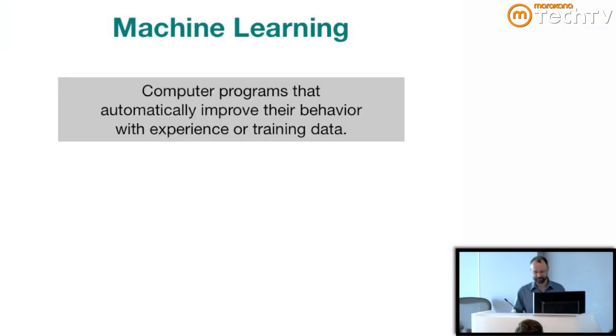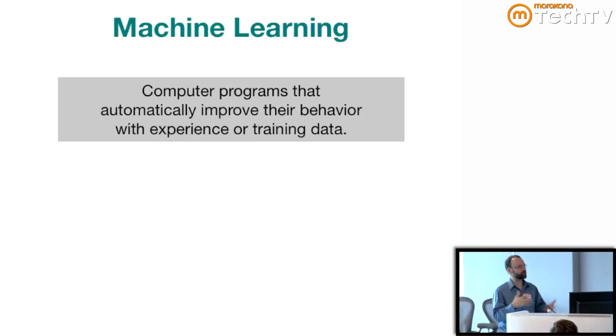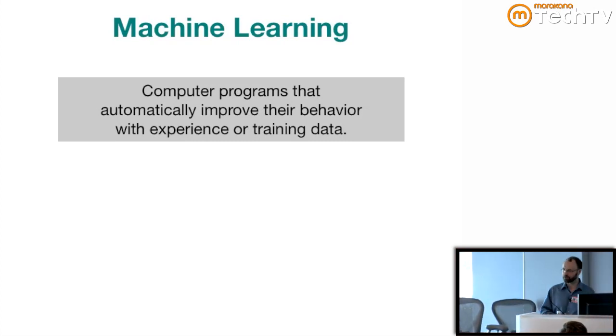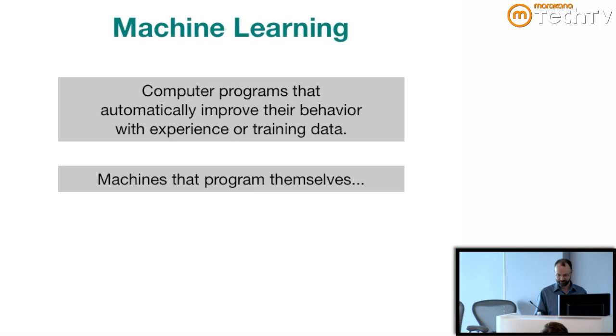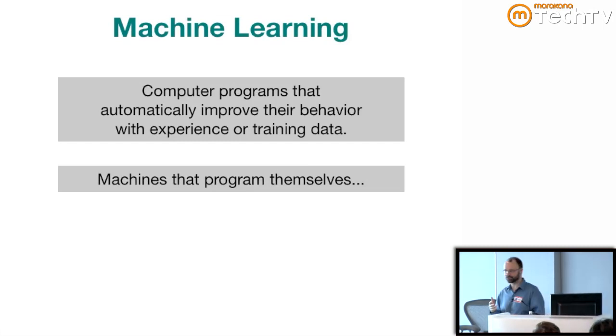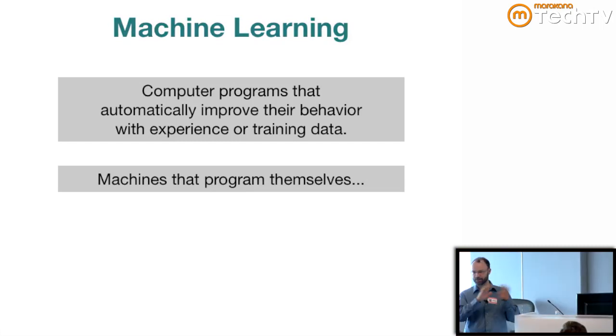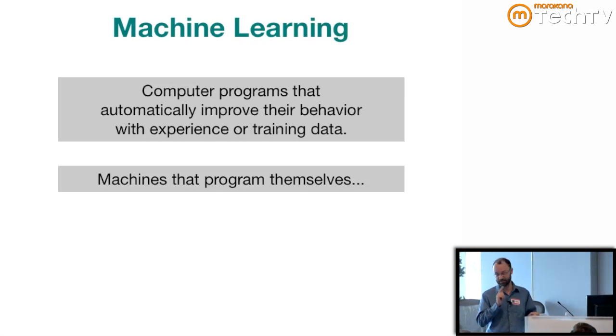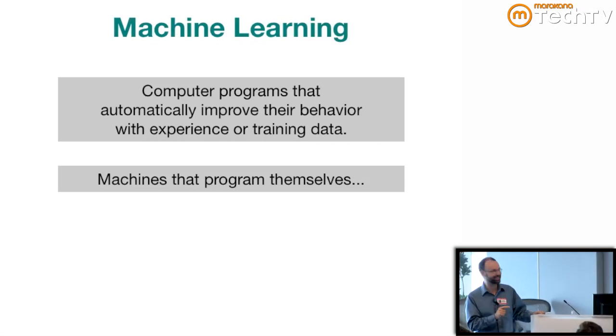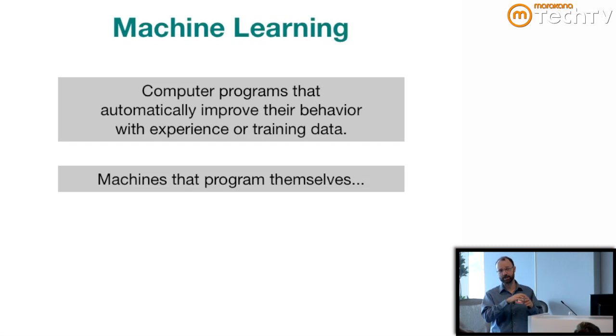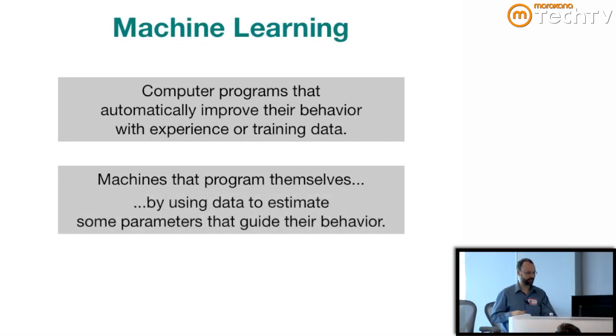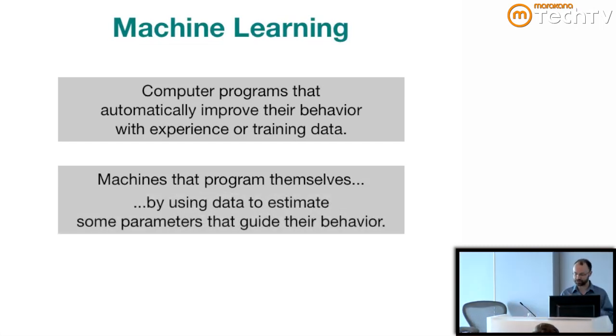What is machine learning? It's essentially the study of computer programs that automatically improve their behavior with experience or training data. One way to see this is they're machines that program themselves, but don't worry, this is not going to put programmers out of business, because it's actually going to make your life harder in some ways. Because what this really means is that it's about writing a program that encapsulates within itself enough structure to represent an immense number of different possible solutions, and then we use data to estimate the parameters that guide the behavior through this structure of different possible solutions.